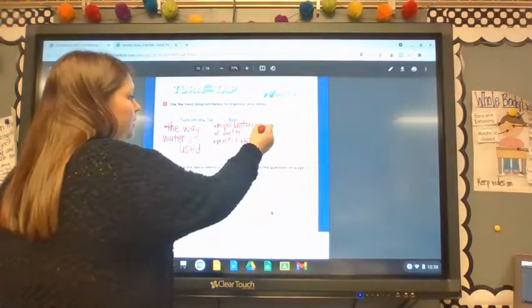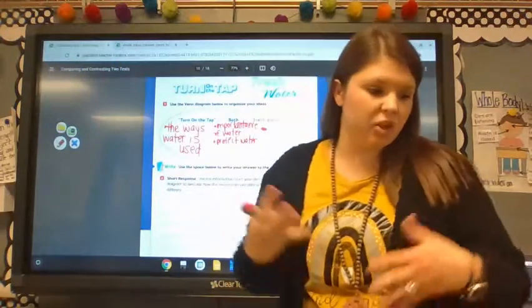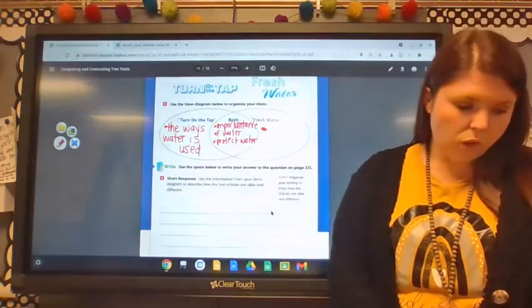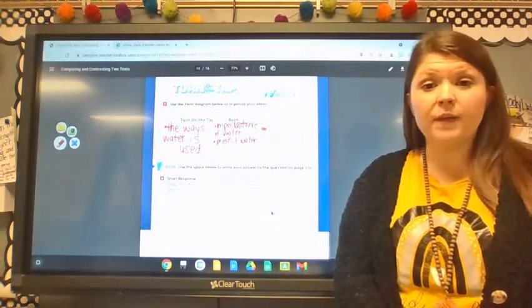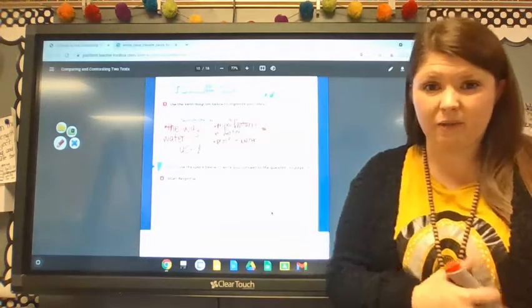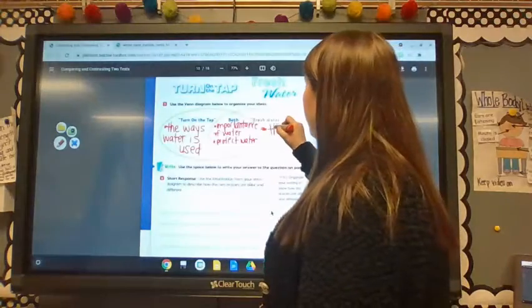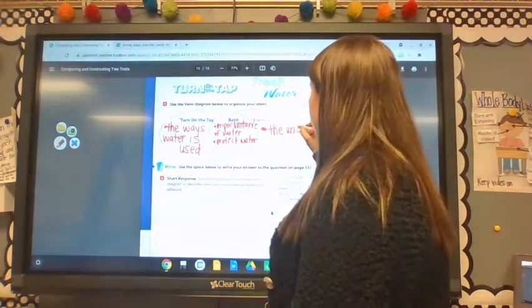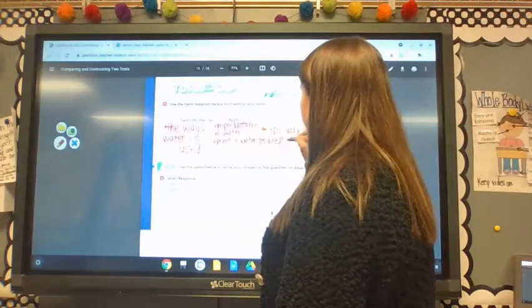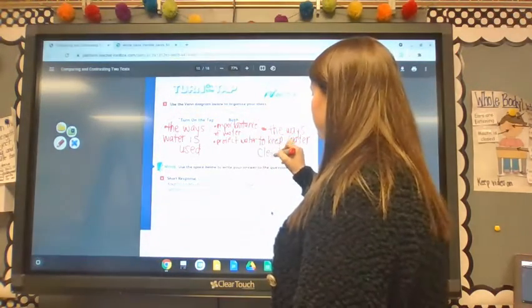Okay, now let's talk about Fresh Water. What was mentioned in Fresh Water that was not mentioned in Turn on the Tap? Well, remember, Fresh Water in that paragraph 4 told us all about the things that we could do to keep water safe. It didn't tell us about that in Turn on the Tap. So Fresh Water told us the ways to keep water clean. Okay?